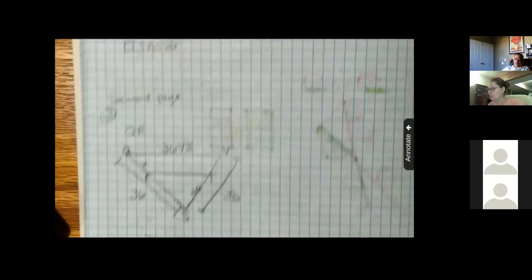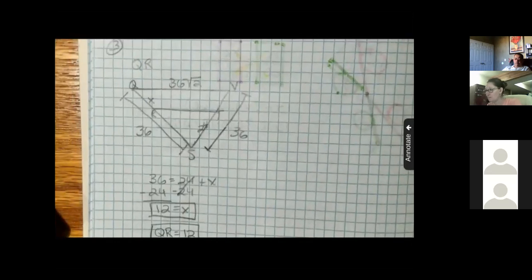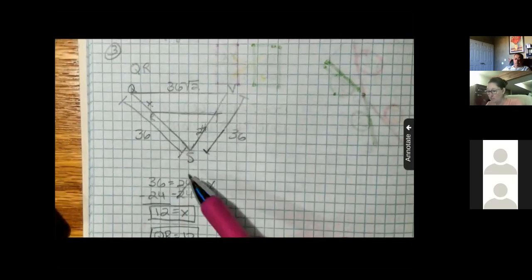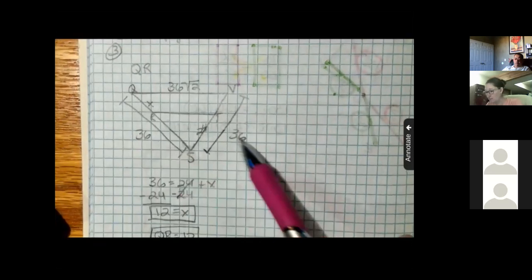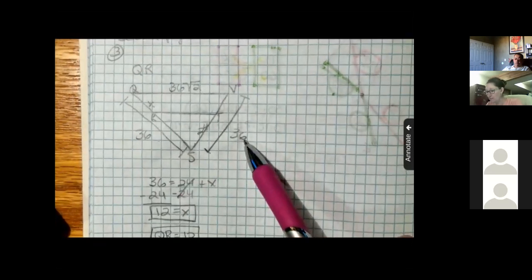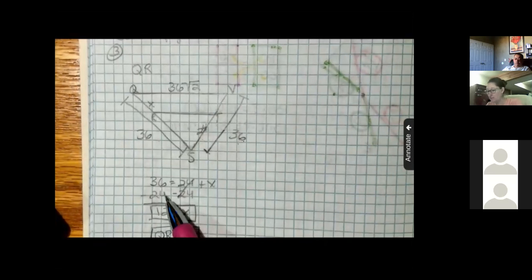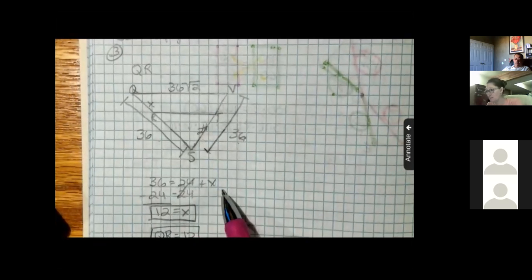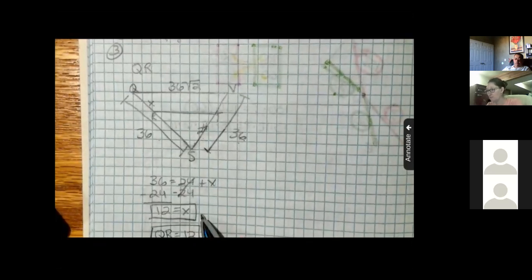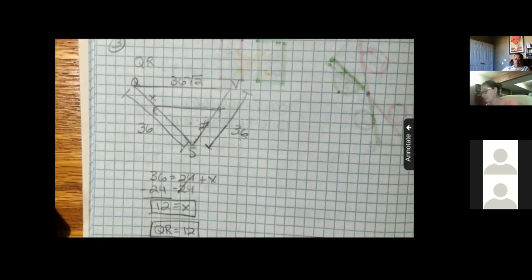Okay. And then this one that he did a lot more work to show you step by step. I cheated and said, well, if this is 36 and this is 36, then if I take 36 minus 24, I'll know X. So I said 36 equals 24 plus X. Subtracted 24 and got 12. So I knew that QR was 12, because my brain jumped there. He showed you more steps, which is better. So you see the end process.